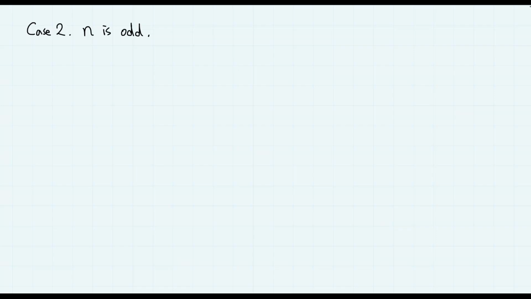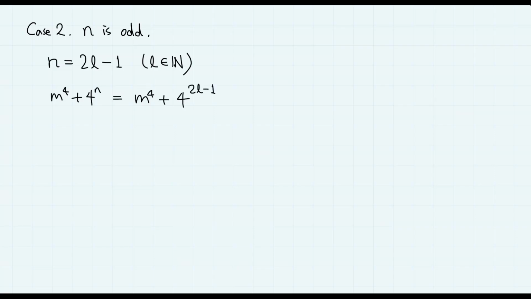In the second case, where n is an odd number, we can write n as 2l minus 1 for some natural number l. This makes m to the fourth power plus 4 to the nth power equal to m to the fourth power plus 4 to the power of 2l minus 1. And let's think about where we should go from here. Obviously, we want to make use of the condition that m to the fourth power plus 4 to the nth power is a prime number.